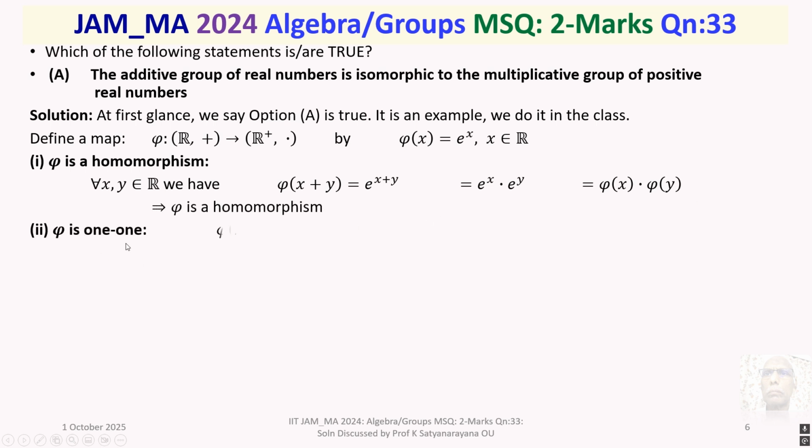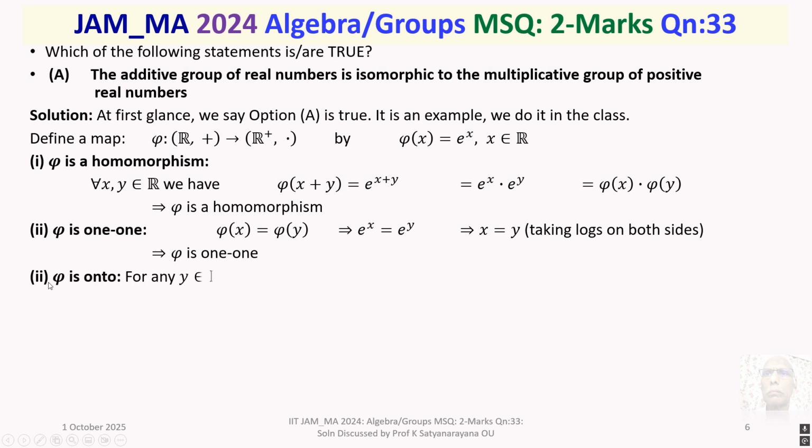We show phi is 1 to 1. Phi of x is equal to phi of y will imply e to the power of x is equal to e to the power of y. Taking natural logarithms on both sides, you will get x is equal to y. So thus phi is a 1 to 1 map.